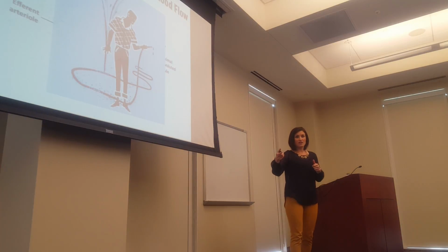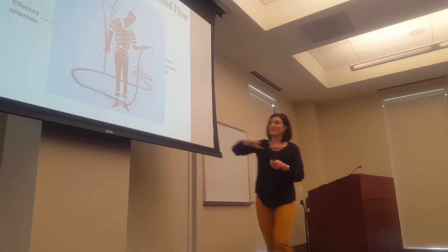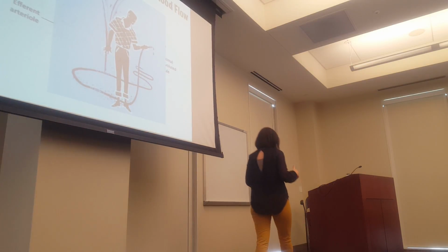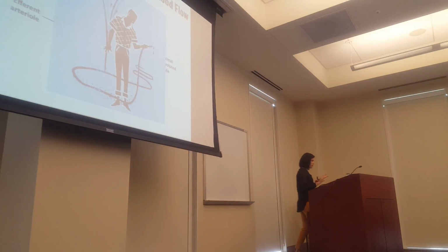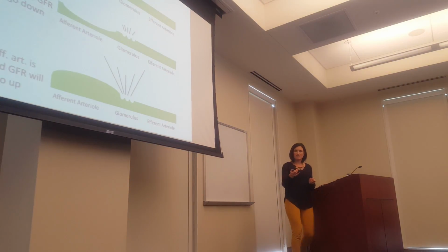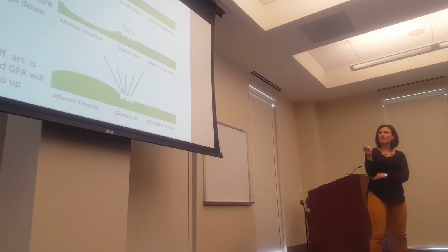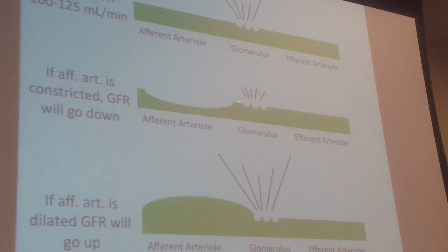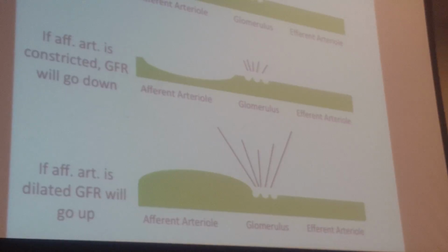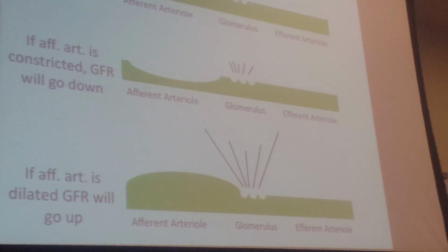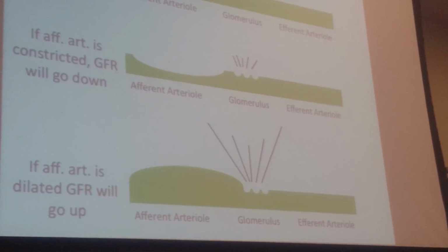Which is a strategy that is sometimes used. Oh, because it's not going through. Exactly. It's getting backed up here. Right. So yeah, exactly, and it doesn't go through to the end. So sometimes that reference helps people visualize exactly what's happening. So like I said, a normal GFR, everything is the same. If the afferent arteriole is constricted, GFR will go down. Okay? If the afferent arteriole is dilated, GFR will go up.